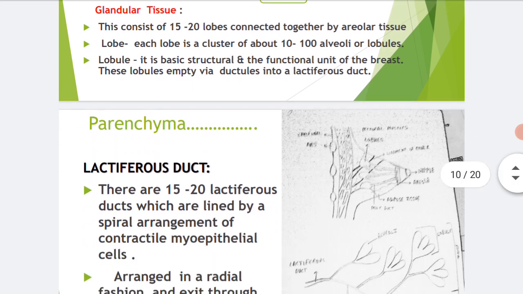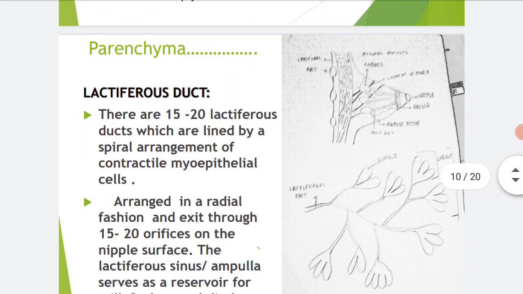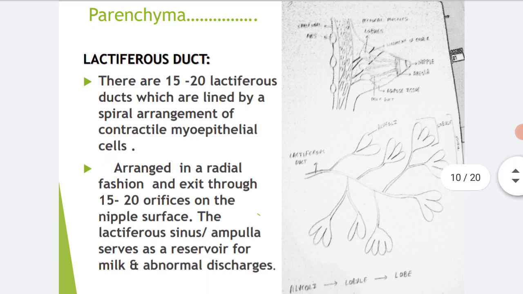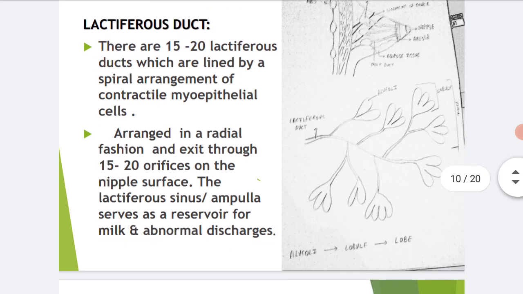Now the next one is the lactiferous duct. These are 15 to 20 in number, which are lined by a spiral arrangement of contractile myoepithelial cells. Note the contractile myoepithelial cells. These lactiferous ducts are arranged in a radial fashion and exit through 15 to 20 orifices on the nipple surface.